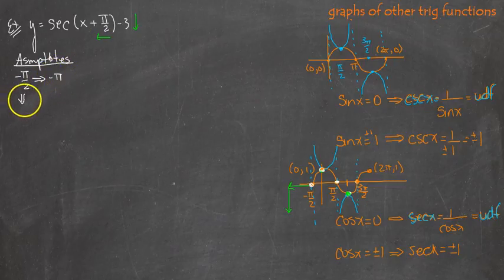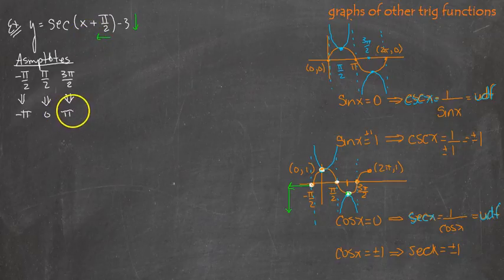Or let's make my mappings go in this direction. This is just about making room on the page. Not that there's any right or wrong way to do that. All right, my next asymptote is at pi over 2, and that one's going to map to pi over 2 minus pi over 2, which is 0. And then my third asymptote is at 3 pi over 2, and it will map to 3 pi over 2 minus pi over 2, 2 pi over 2, which is just pi.